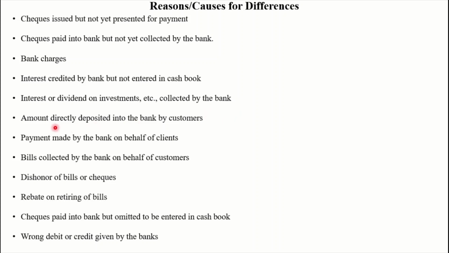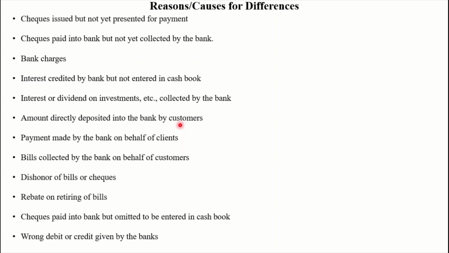Another reason is amount directly deposited into the bank by a customer. When any amount is directly deposited in the bank account of the businessman by a customer, the bank gives credit to the account of this businessman immediately, and this results in an increase in the bank account balance. The businessman will come to know about the deposit on receiving the advice from the bank or intimation from the customers. Until then, the bank balance will show more than the balance as per the cash book.